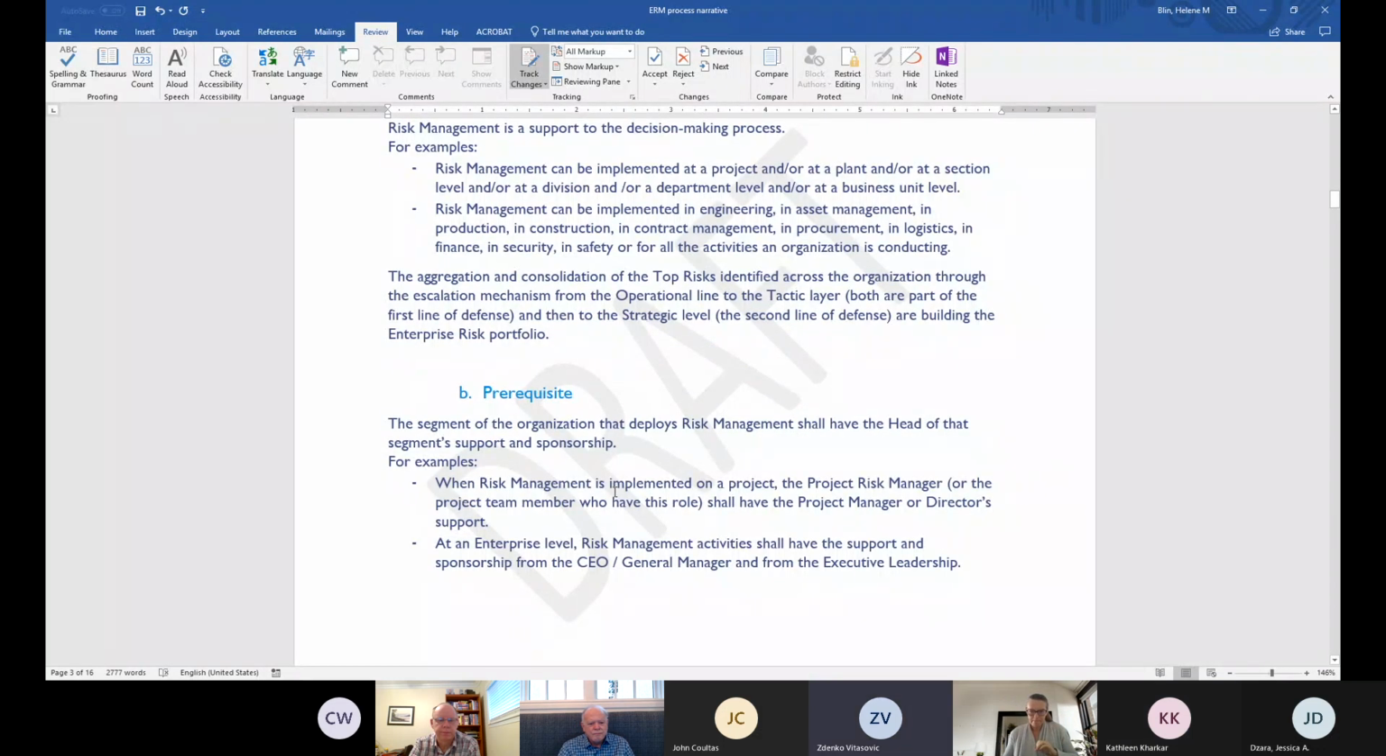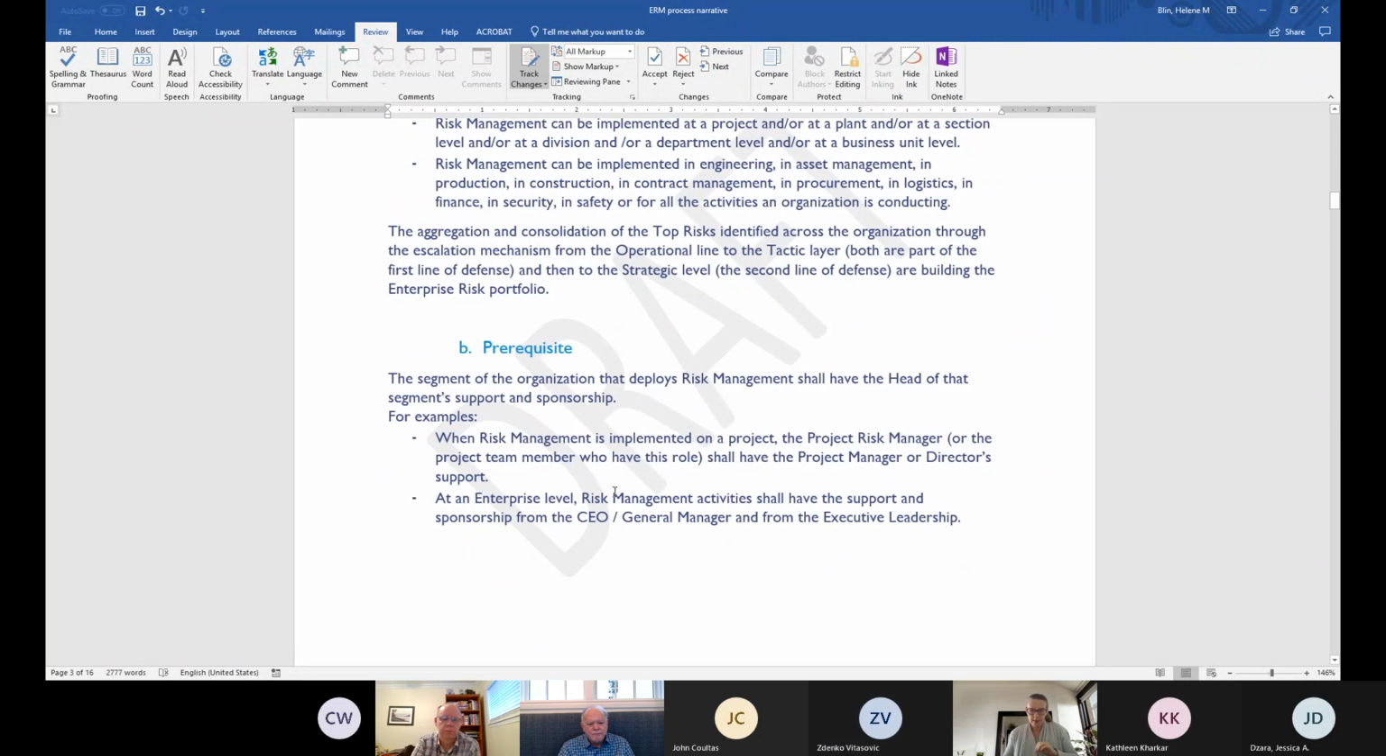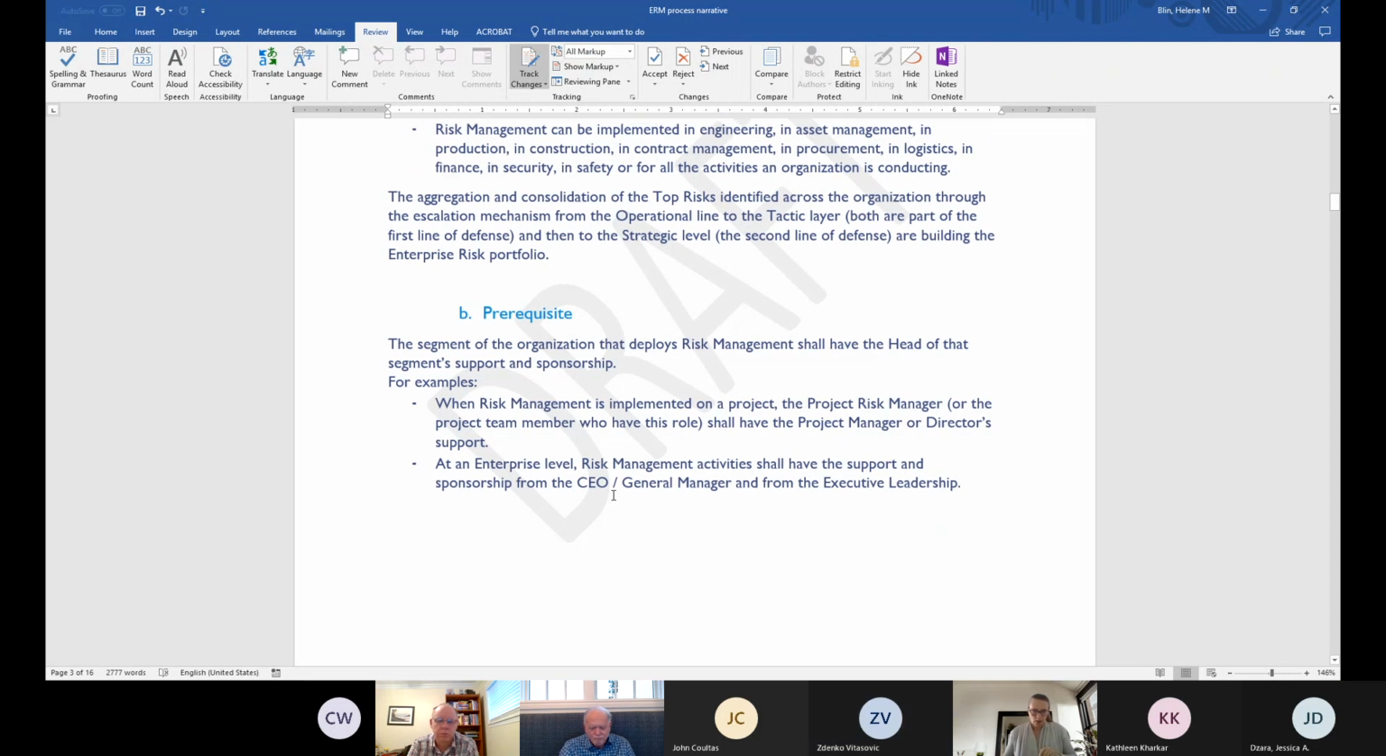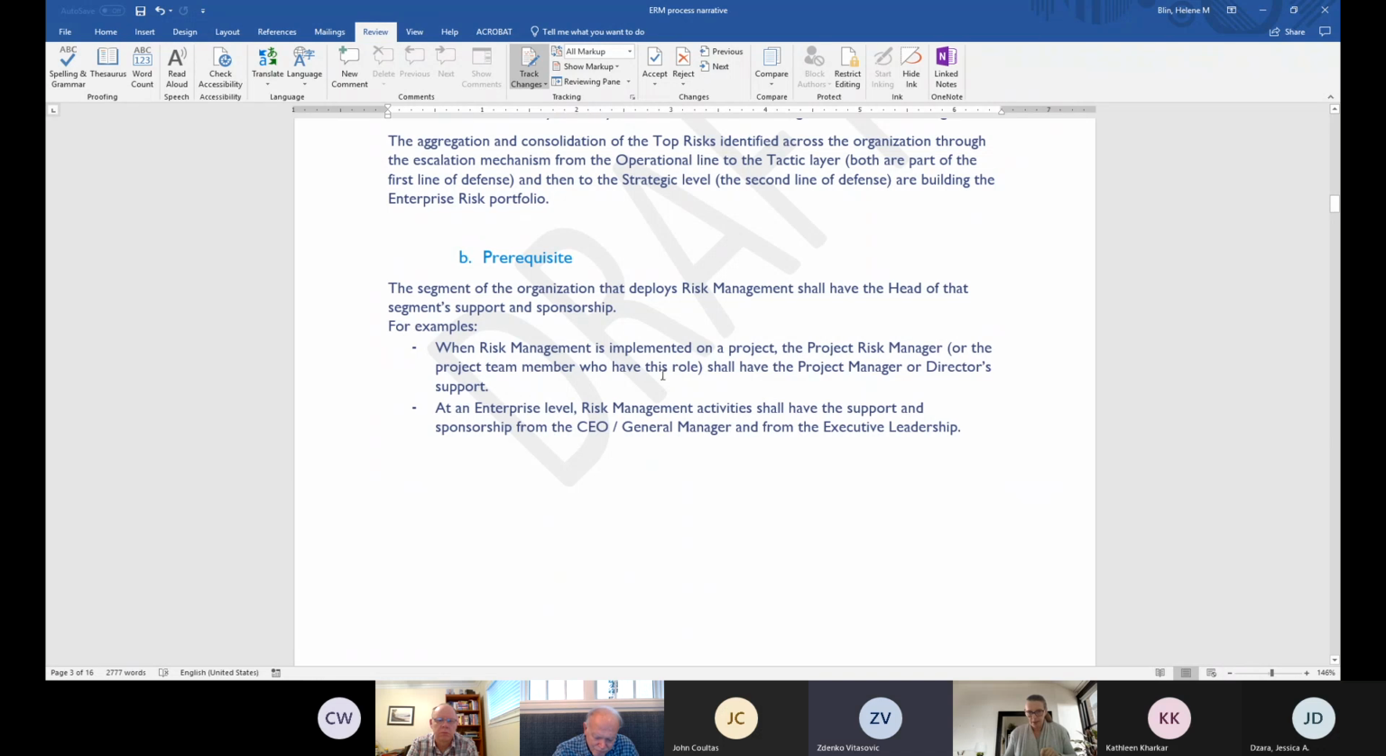The prerequisite, and this piece is absolutely key: we need to have the support and the sponsorship of the head of the activity, the head of the organization, the head of the department, the head of the project, you name it. Depending on the group you're doing risk management for, we need to have the support and the sponsorship of this person. If this person is resistant to risk management, that's going to go nowhere. So yeah. And for me, that's really step number one.